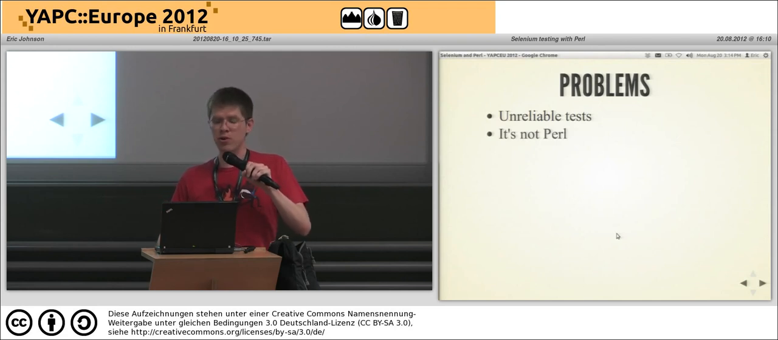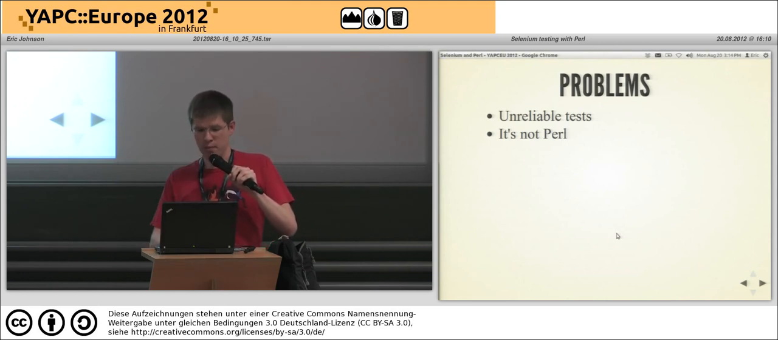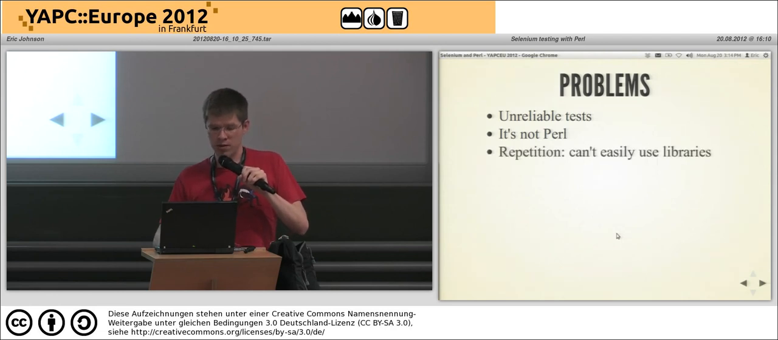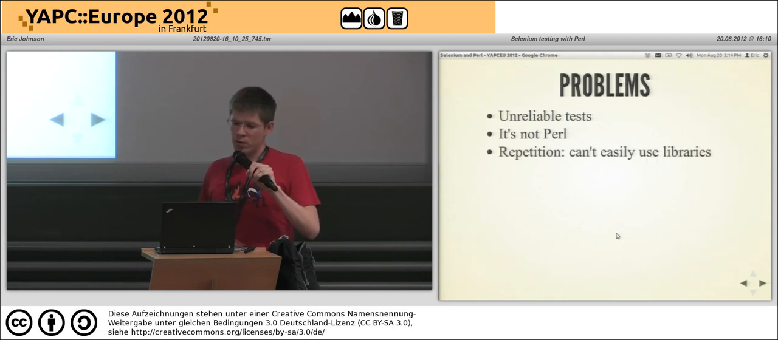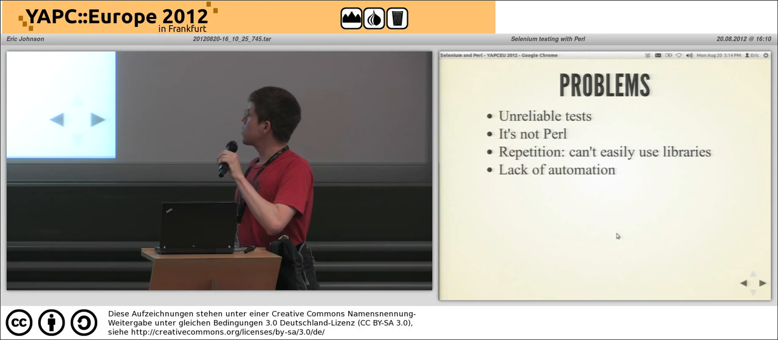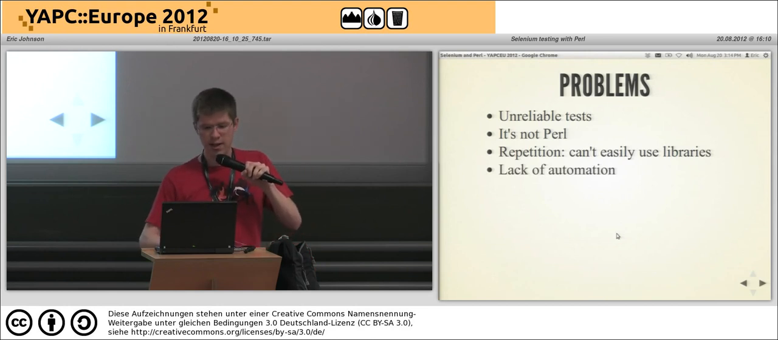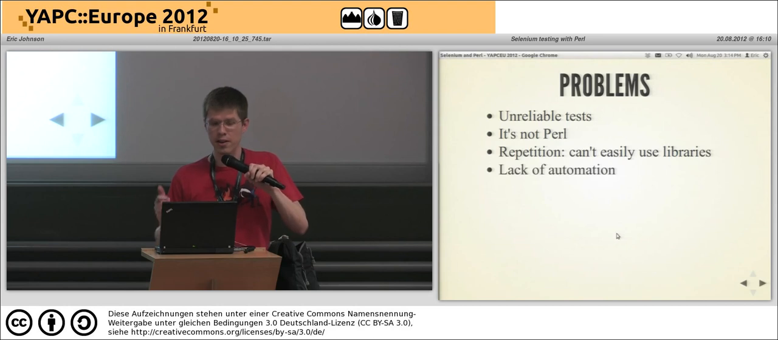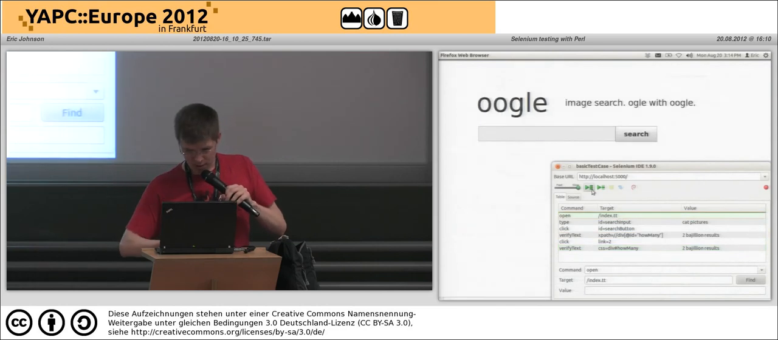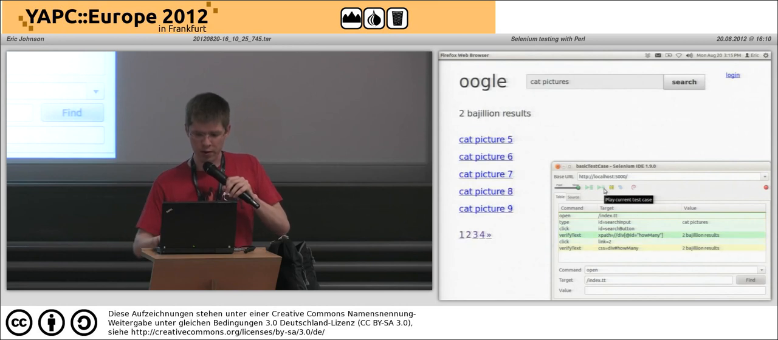Second issue, it's not Perl. It's the Selenium HTML stuff, which is not very powerful, not very flexible. But ultimately, we're Perl developers. We're good at Perl. So we wanted something in Perl. More specifically, one of the problems we had is that it was difficult to use libraries with Selenium. And lastly, just a lack of automation. You have to hit that play button on the IDE, which I forgot to demo. But yeah, there's just a play button here. And it'll run all the tests for you, and they'll all turn green.